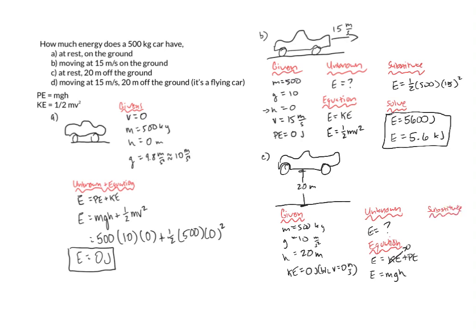So my substitution step, I have E is equal to 500 times 10 times 20, so m times g times h. And when I stick that in a calculator, or for this problem, you probably can do it in your head, I get that my energy is equal to 100,000 joules, or 100 kilojoules.